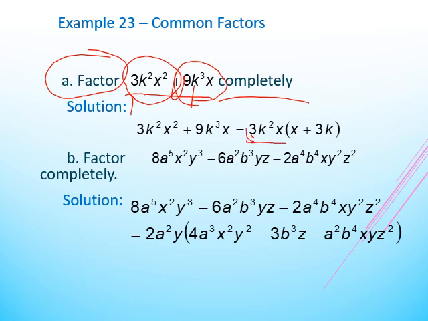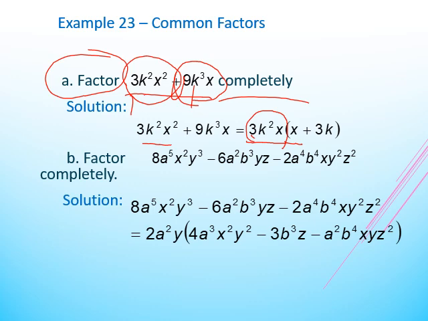Here we already decided what the common factor is. Let's put the rest of our example, which is 3k squared x. Open the brackets. For the first term, 3k squared x squared, the rest will be x only. The second term is 9k to the power 3 times x, and with the common factor 3k squared x, the rest will be 3k.